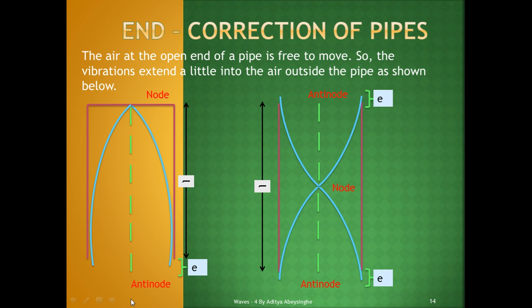And one final important concept of pipes is the end correction of pipes. You know that when you have a closed pipe like this or an open pipe here, the air at the open end of a pipe, whether closed or open, is free to move, right? Now in the case of a string, you had some barrier here. But in the case of pipes, there is no barrier at the open end, right?